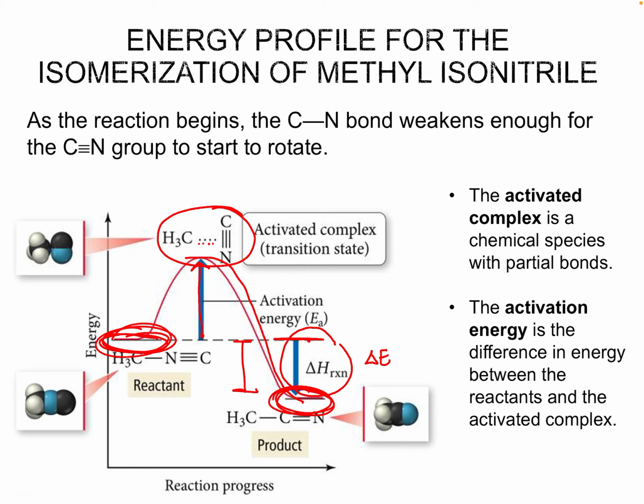Here, because the reactants are higher in energy than the products, this is showing an exothermic reaction. This is going to be a negative delta H. Okay, and I have a slide on this, so I will go through it again slowly. But what I wanted to draw your attention to here is that this activated complex has partial bonds that you can see, and the activation energy is always going to be from the reactants up to the top of the activated complex.